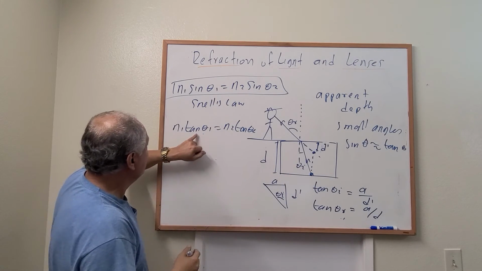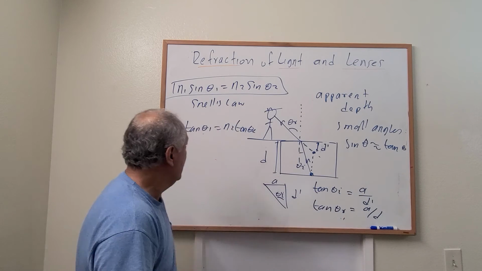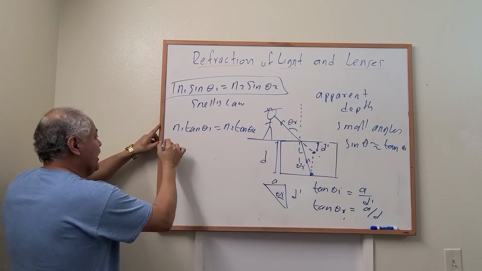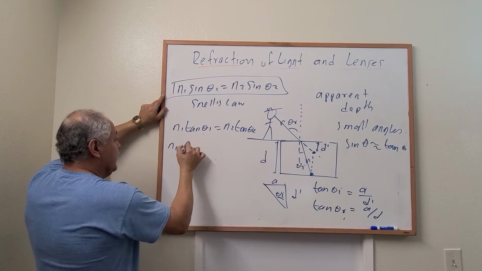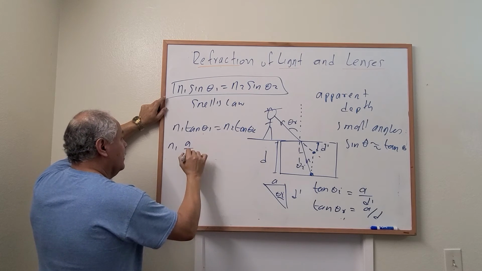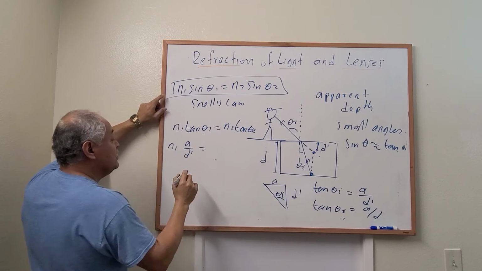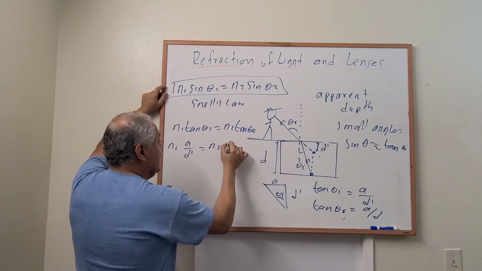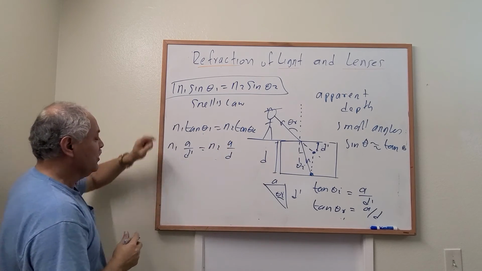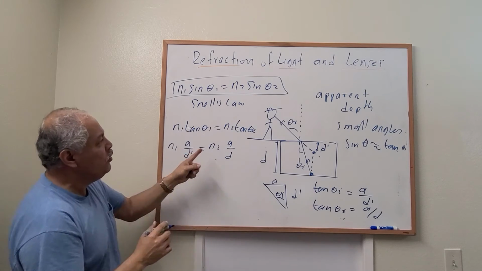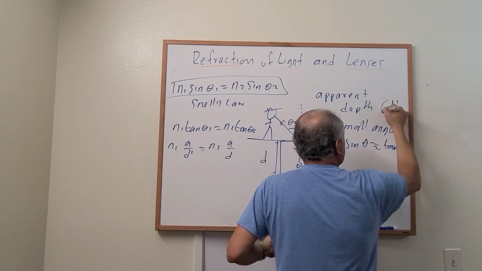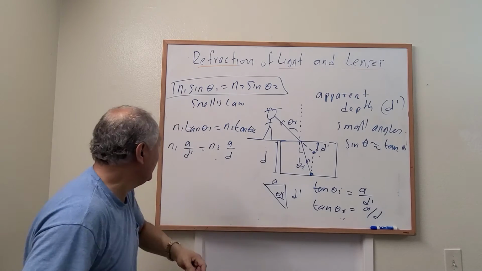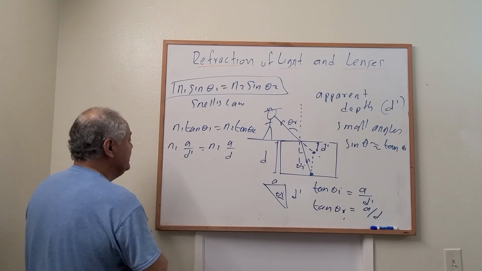Now, what is tangent theta 1? It is a over d prime. So we have n1 times a over d prime equals n2 times a over d. Let's rearrange it. Remember, we're looking for d prime, which is the apparent depth.